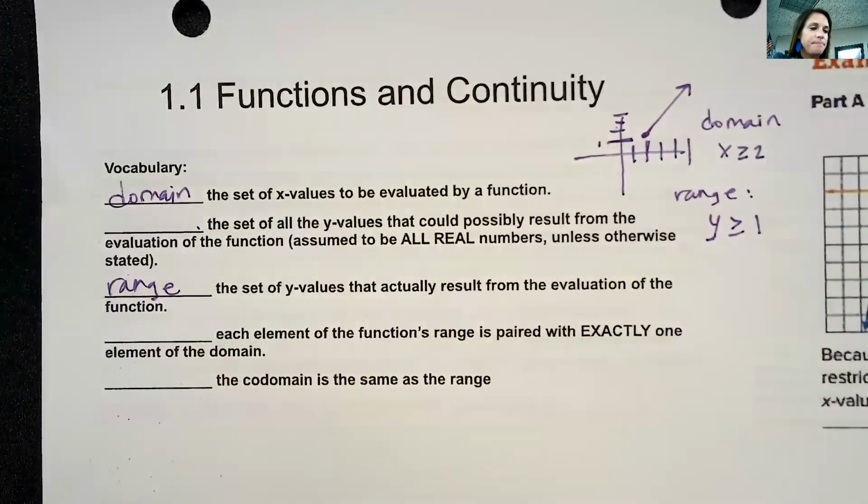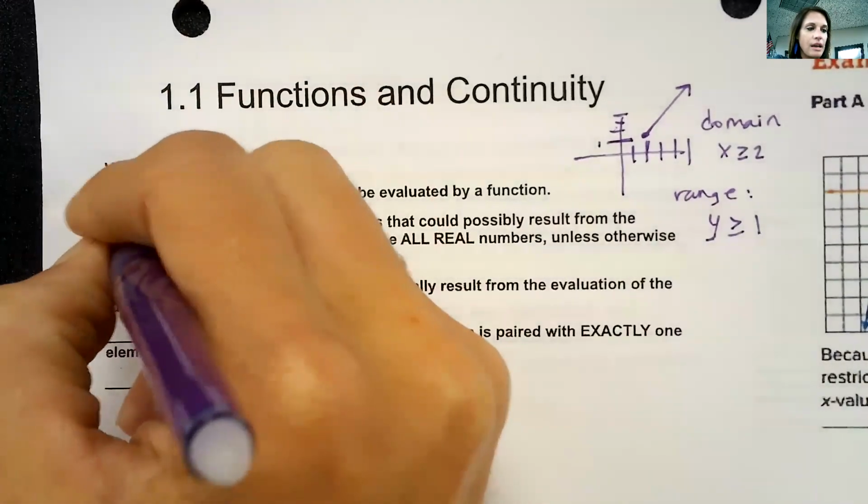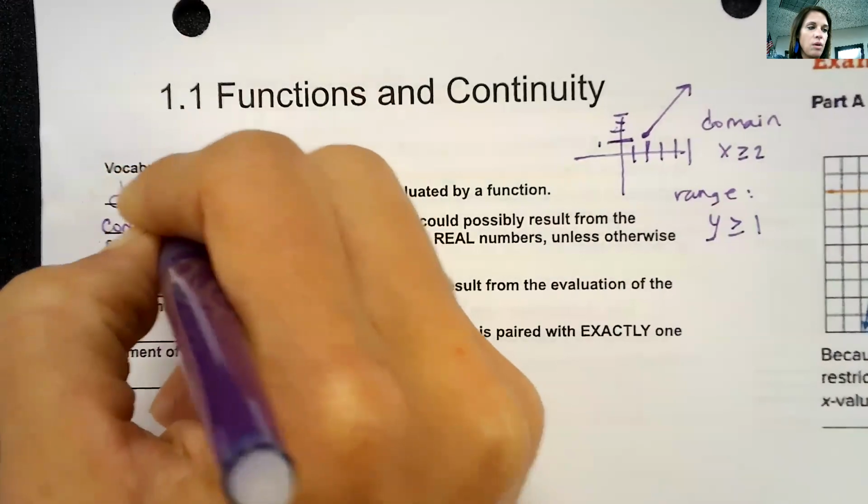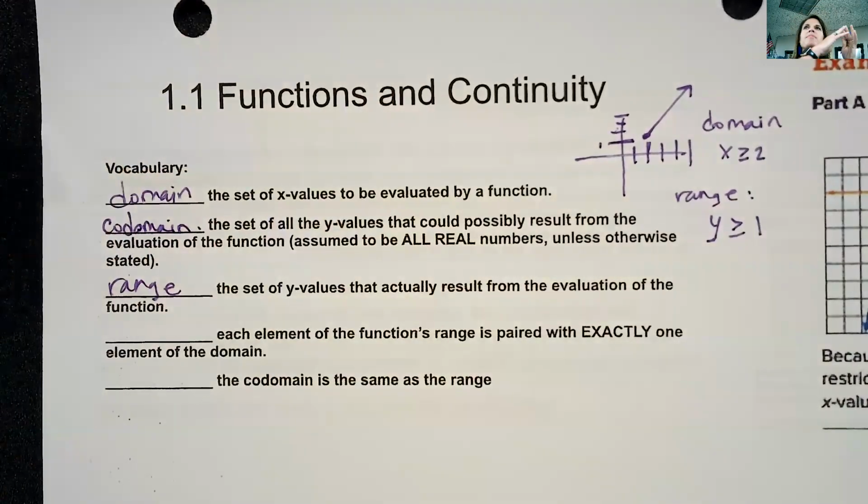The codomain. That is the second blank that I skipped, the codomain. The codomain will be assumed to be all real numbers unless it's otherwise stated. They could state it to be anything else that they want it to be. And we're going to use the codomain with the range when we determine if it's an onto function or not.